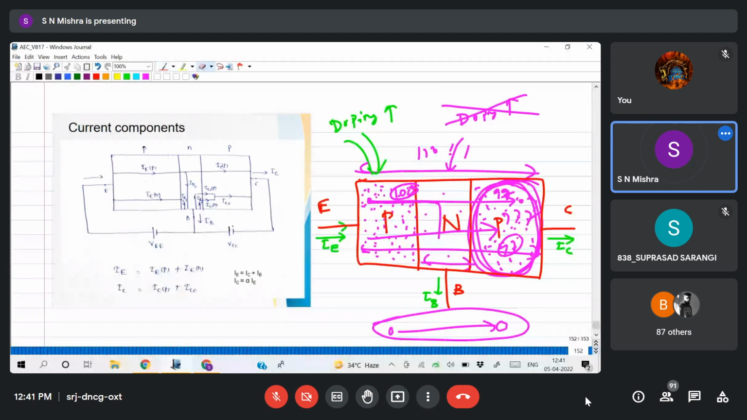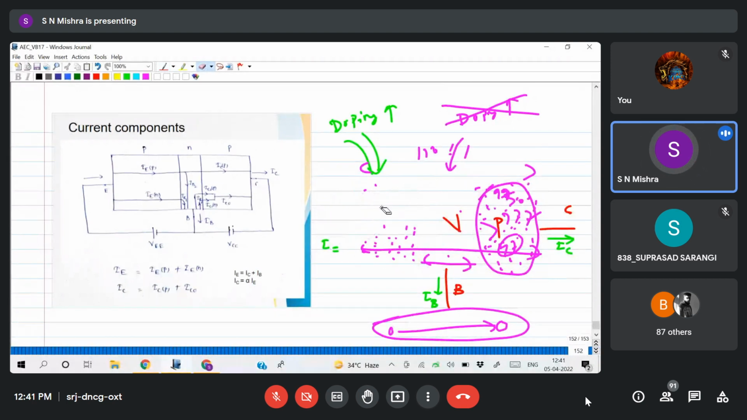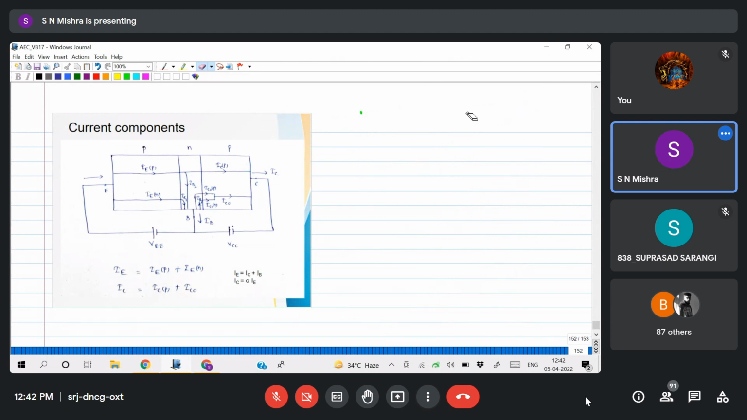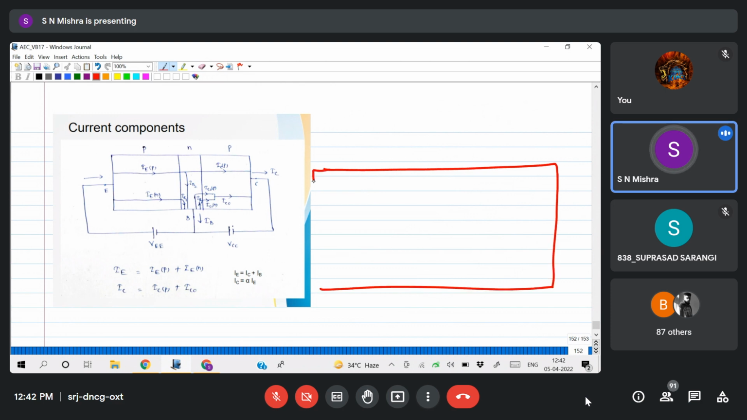Now we'll see, once we understand the basic things, then we'll go for the current components. So what current components are present in the diode or transistor? We'll see. Same picture, I am doing it in a bigger way. You just see here. I'll explain.